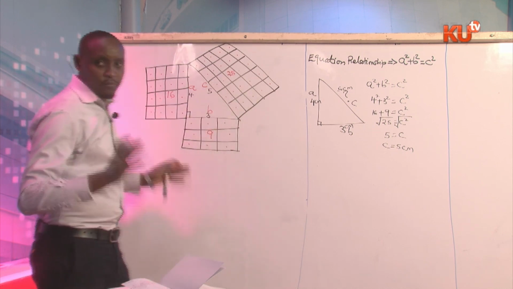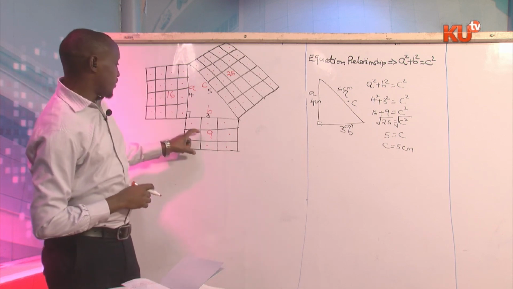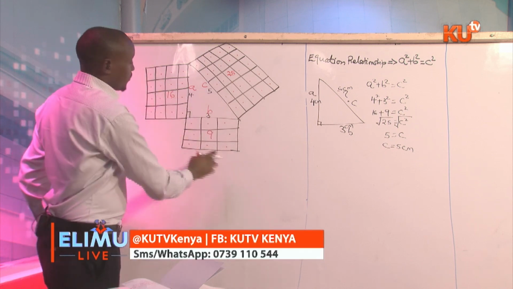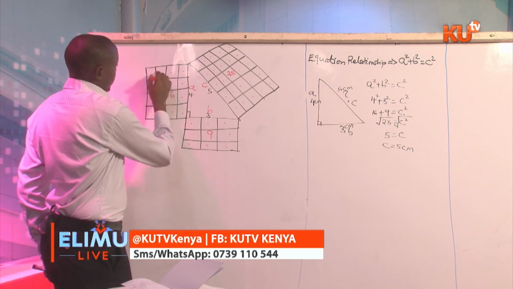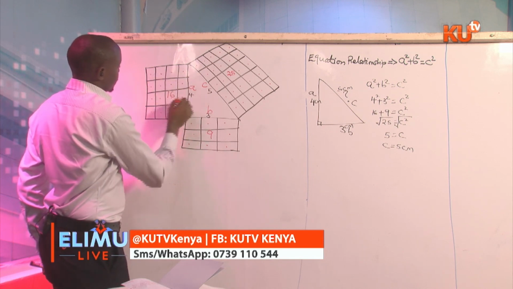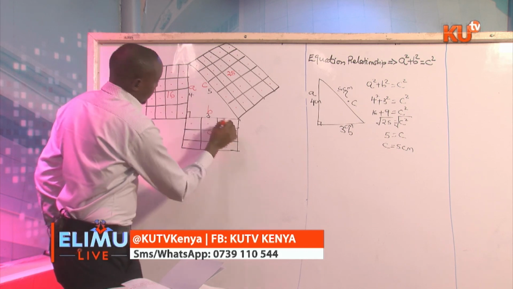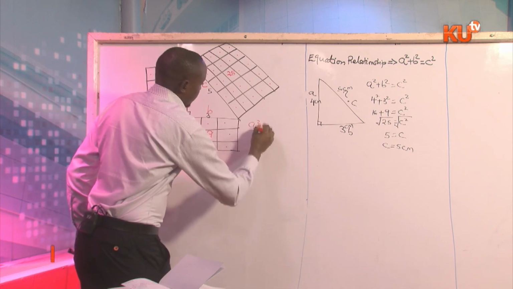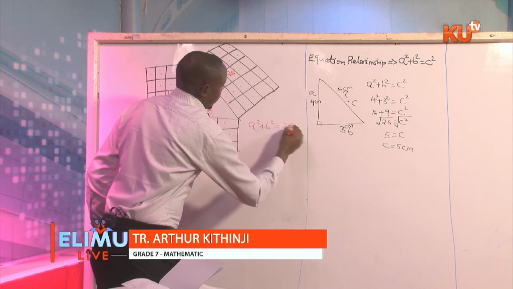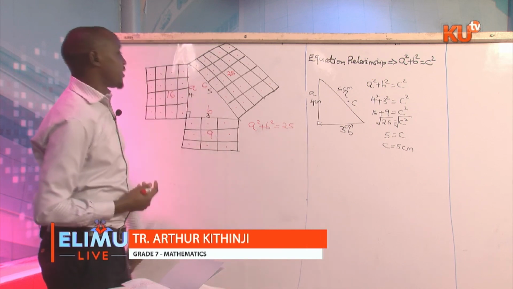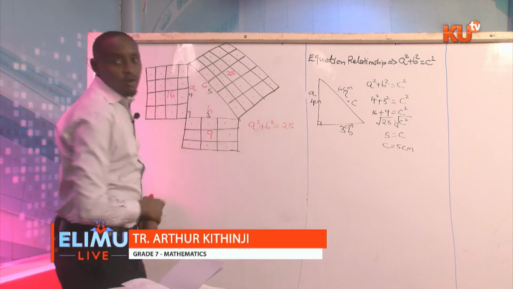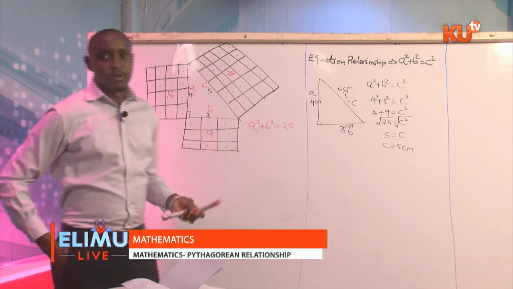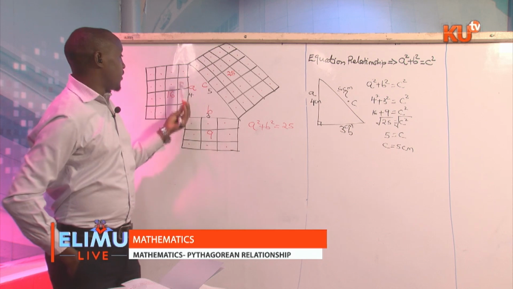Now, we have said that A squared plus B squared should be equal to C squared. Let's count the total number of squares in A and B. This is 16, and then 17, 18, up to 25. Therefore, A squared plus B squared is equal to 25. When we add 16 plus 9, we get 25, which is the square of 5. And that is the relationship that we are calling the Pythagorean relationship between the three sides of a right-angled triangle.